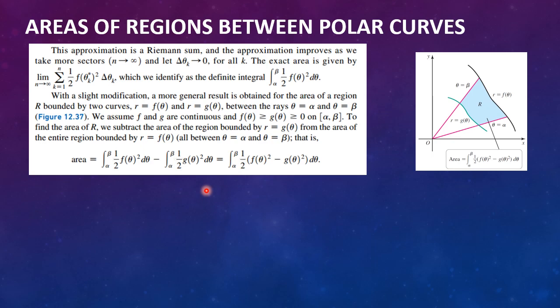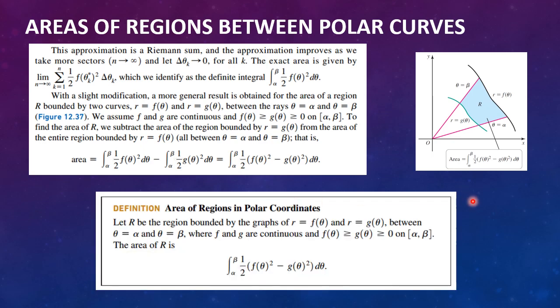So in this case, the area is equal to the upper curve integral minus the lower curve integral, which specifically just gives us the integral from alpha to beta of 1/2 times f of theta squared minus g of theta squared d theta. Okay?